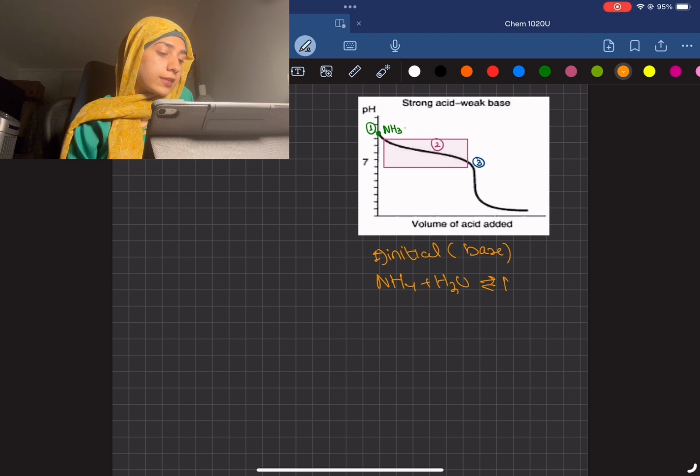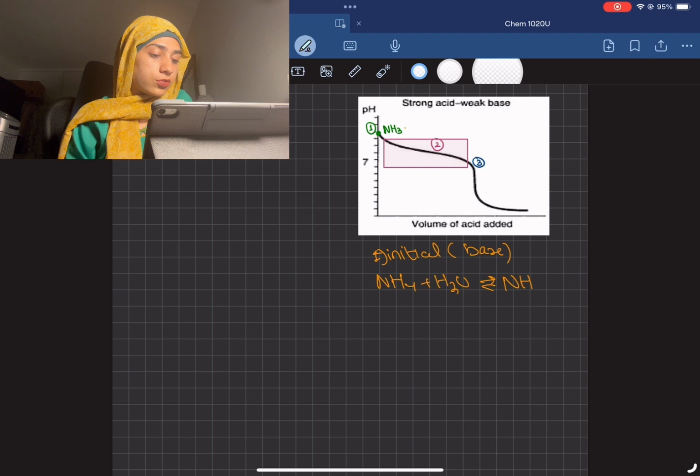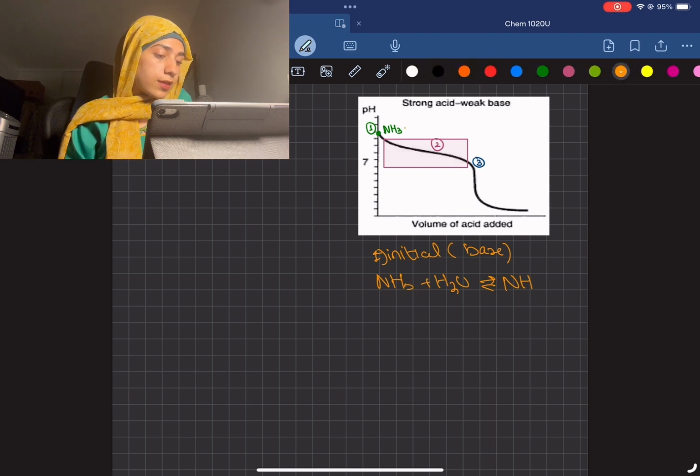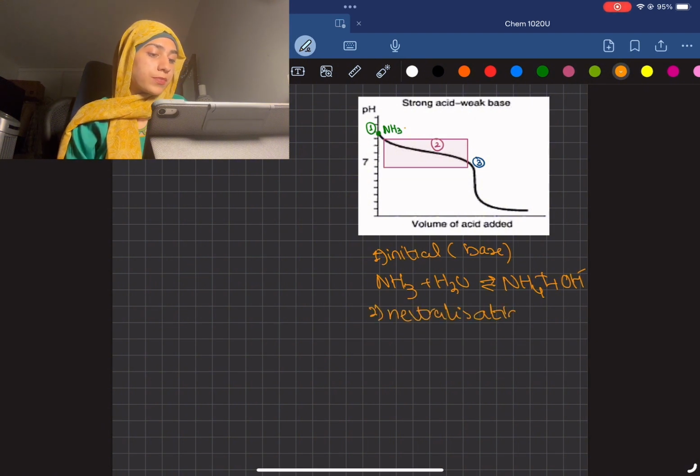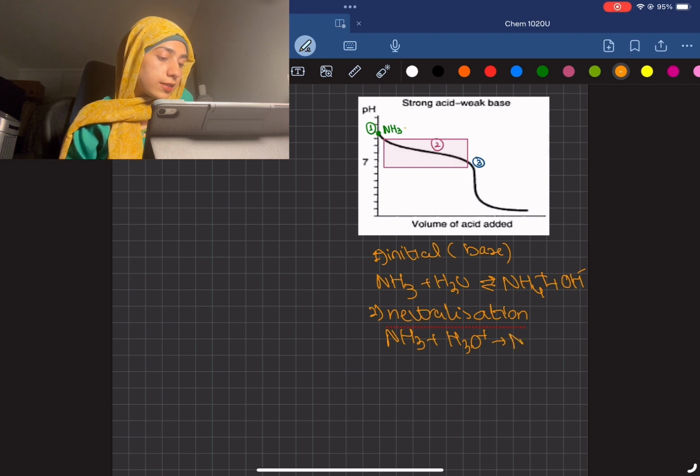This will make NH3, NH4 plus OH negative. Then I move on to my neutralization, which is step 2. I have my base, I have my acid, and this results in NH4 plus H2O.